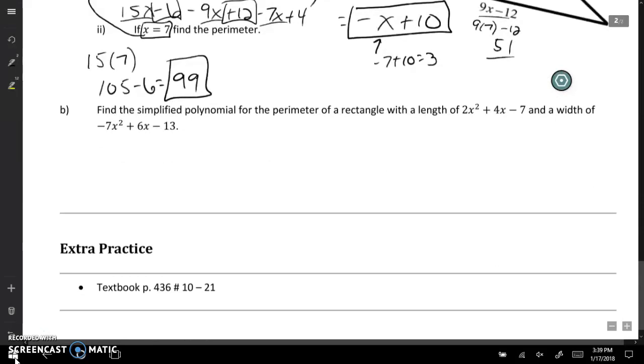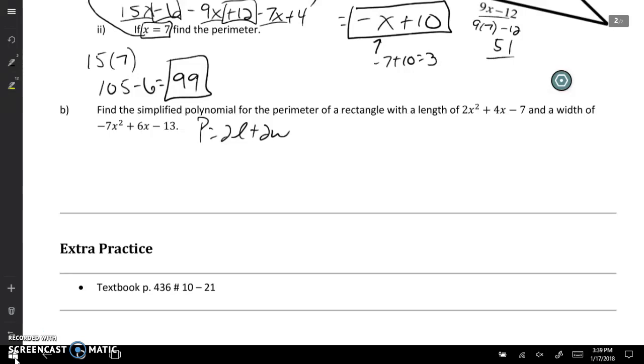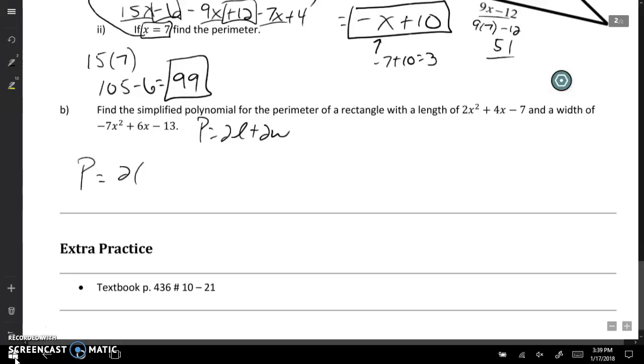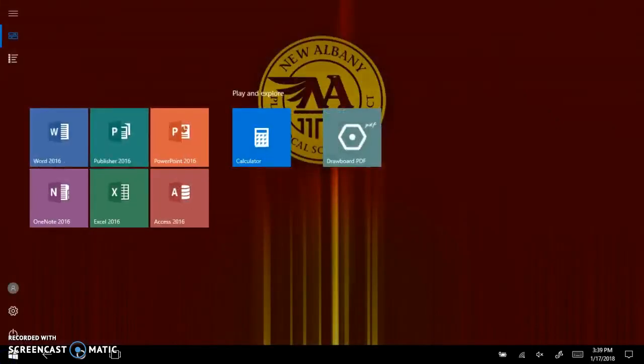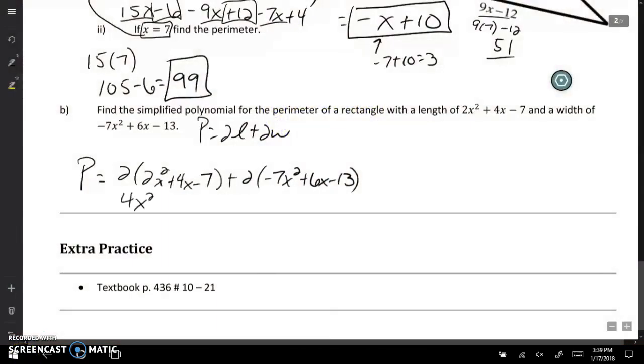Okay, let's see. Why don't you go ahead and try this one? Okay, knowing that the idea to find the perimeter is 2L plus 2W. Hit pause, try it, and then double check your answers. All right, the perimeter is 2 times 2x squared plus 4x minus 7 plus 2 times negative 7x squared plus 6x minus 13. So that is 4x squared plus 8x minus 14 plus negative 14x squared plus 12x minus 26.